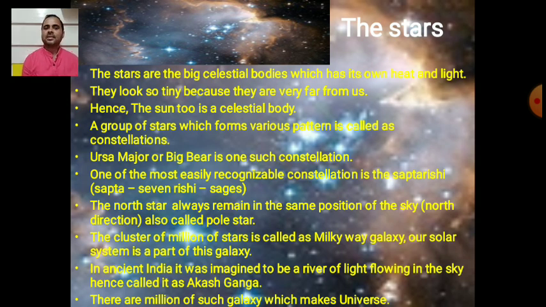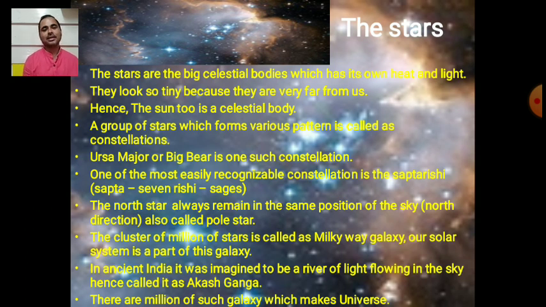Some stars, their positions are always fixed, like the North Star. Which is also called what? Pole star. Today you have so many devices by which you can find out the direction. Yes or no? Like today you have a watch, you have a compass, even a GPS system. So many devices you have. With these devices you can find the directions easily.